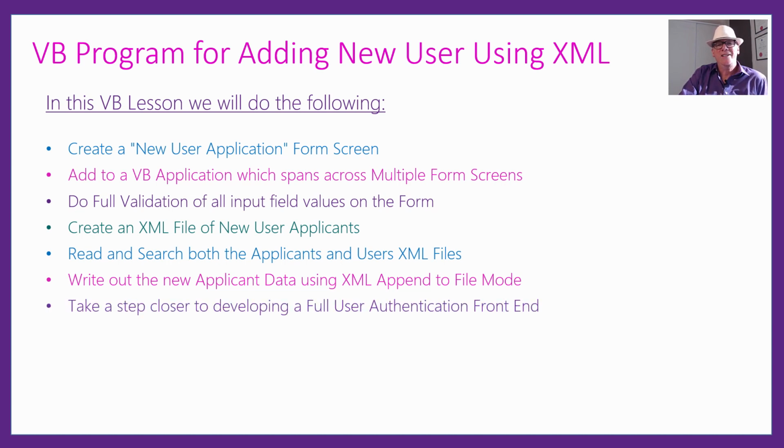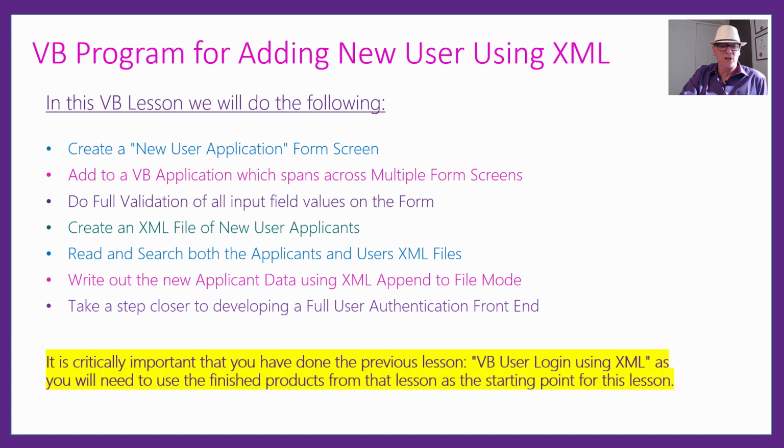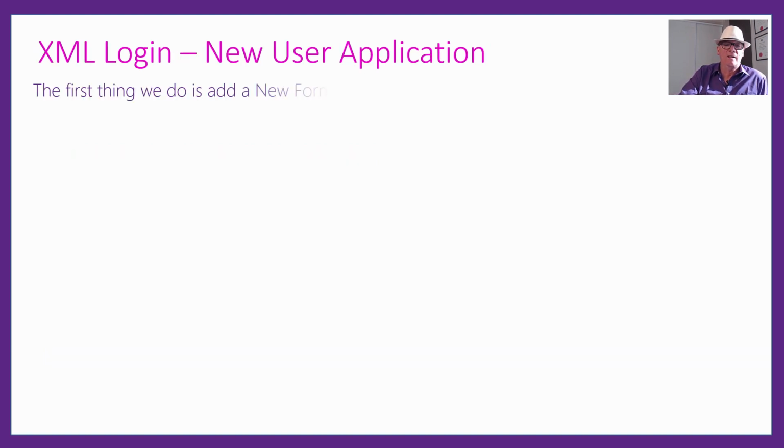And this will be taking us a step closer to finishing off building our full user authentication front end, which we'll be doing in the next lesson when we add the admin functions in. So it's very critically important that you have done the previous lesson where we set up the user details file and set up the login screen and the front end menu screen and all those things, because you need to have done that and completed it, because you need all of that code and all of that working before you can add on this new screen for applicants, which we're doing in this lesson.